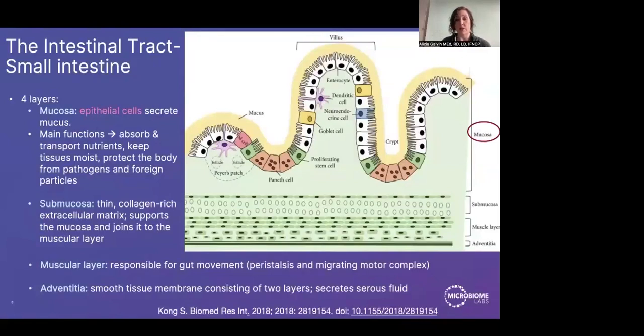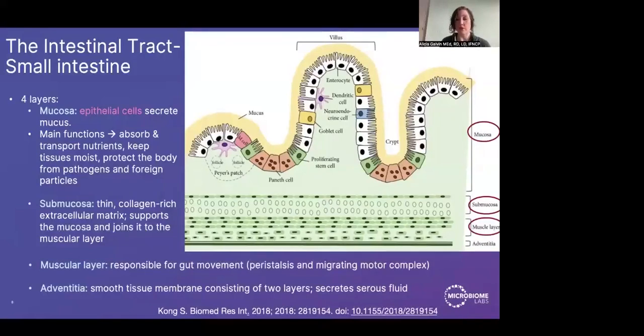We'll talk about the Peyer's patches, which if you look on the far left-hand side there, these are your major immune components of the small intestine. Then you have the submucosa, which is just right underneath. And this is more collagen-rich, whereas that mucosa is more mucousy. You have more of an extracellular matrix that is going to join the mucosa to that muscular layer. And it's that muscle layer that then is responsible for movement.